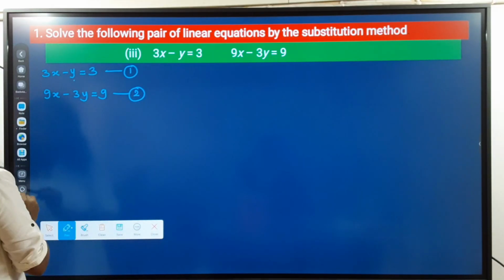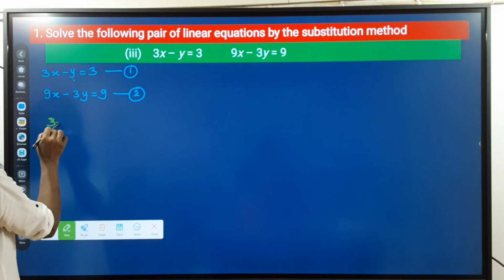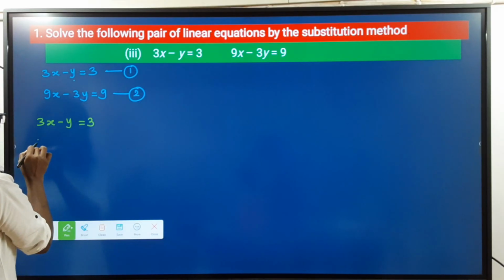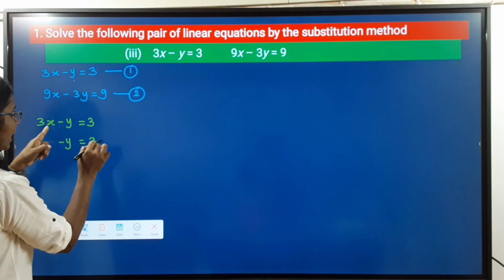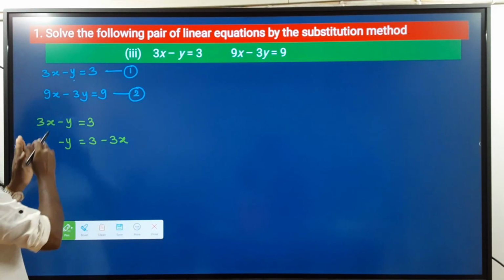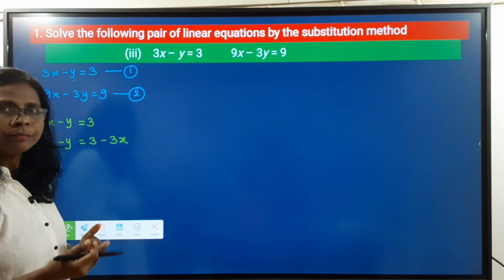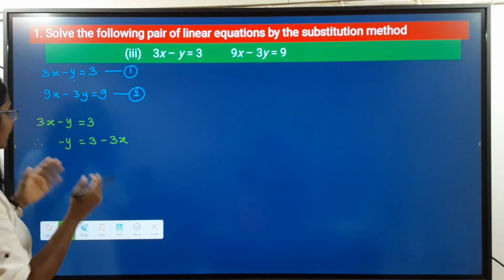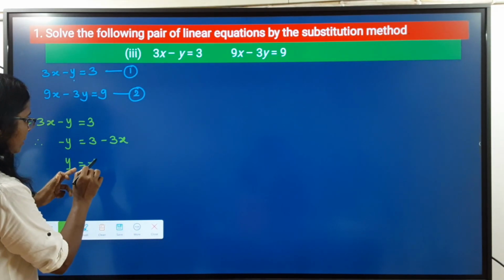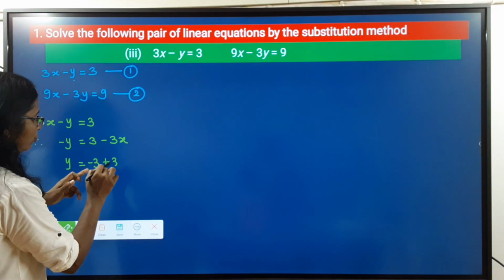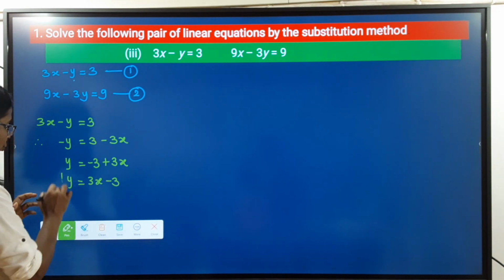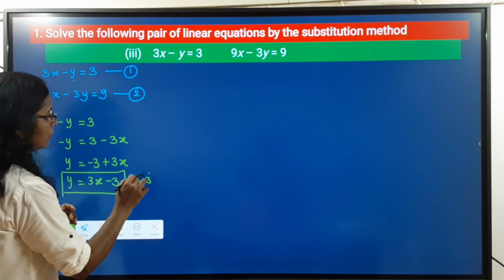So now I write down the first equation as it is: 3x minus y is equal to 3. Therefore, students, minus y is equal to 3 minus 3x. Now there is a minus sign for the y, so we change the sign of each and every term. The negative term becomes positive, the positive 3 becomes negative 3, and the negative term becomes positive. Simplifying further, y is equal to 3x minus 3. This will be our value of y, and call it the third equation.